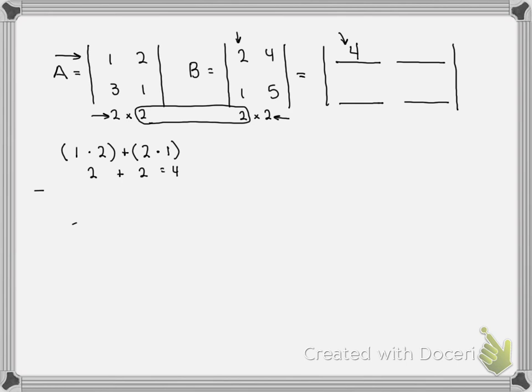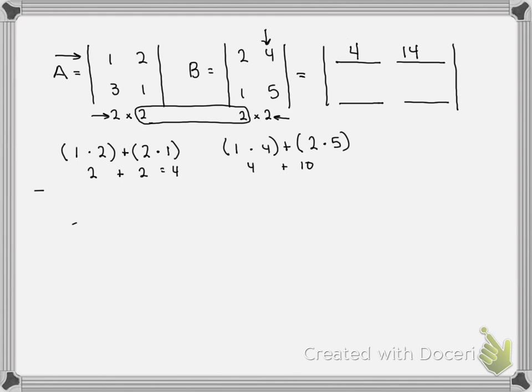Okay, so let's just keep going straight across our row. We'll go from row 1 to column 2, which is going to give us this entry right here. So row 1, column 2, the first entry in row 1 is 1, the first entry in column 2 is 4, plus the second entry in row 1 is 2, the second entry in column 2 is 5. So 4 plus 10 is 14.